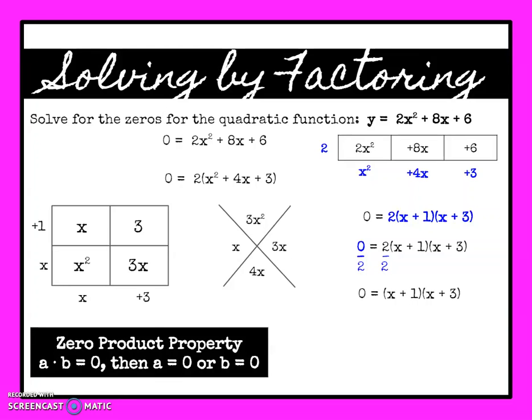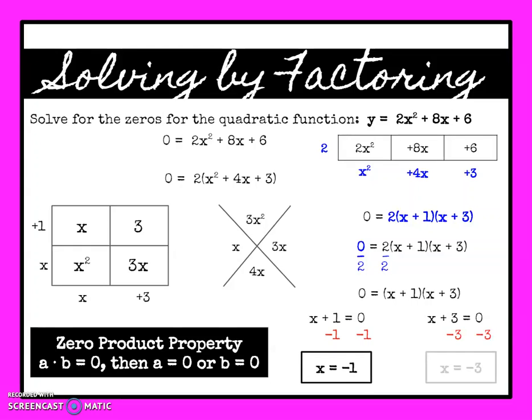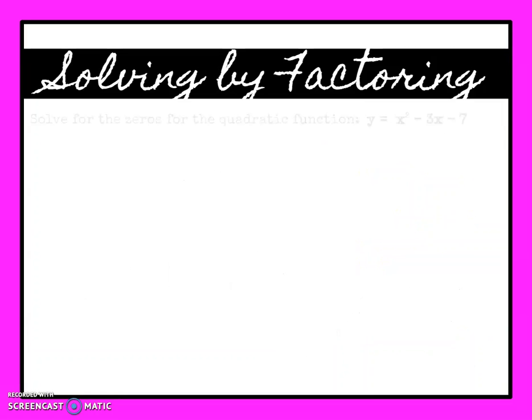Remembering that when you have two or more products that multiply to give you 0, then one of those products has to equal 0. So I'm going to set both products equal to 0, x plus 1 and x plus 3. And when I solve, I get x equals -1 and x equals -3. Let's try one more, solving by factoring.